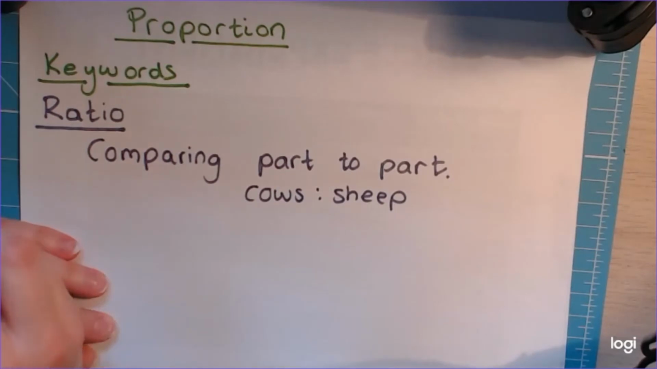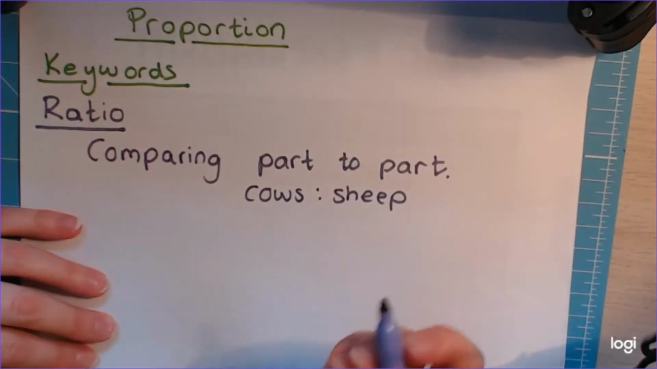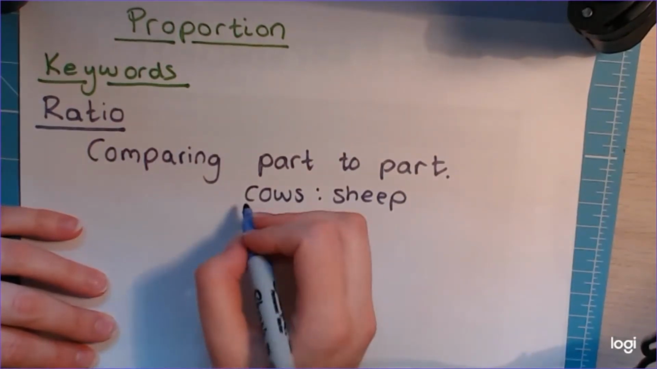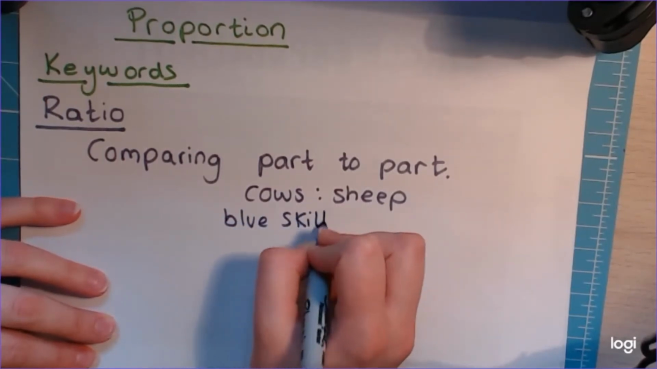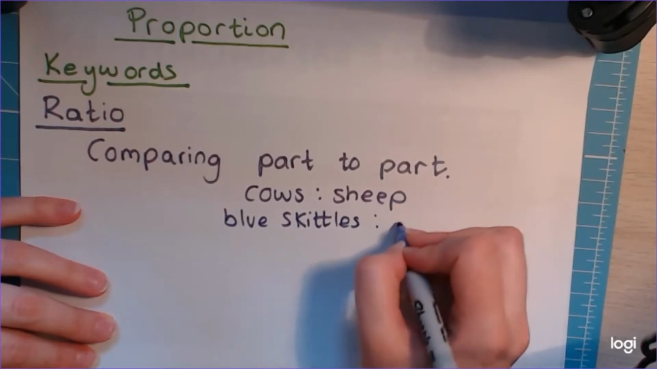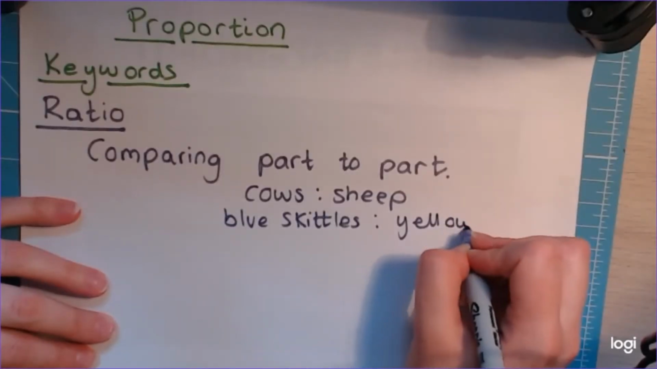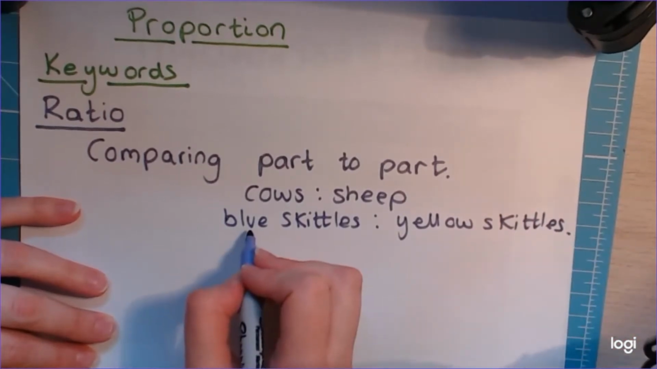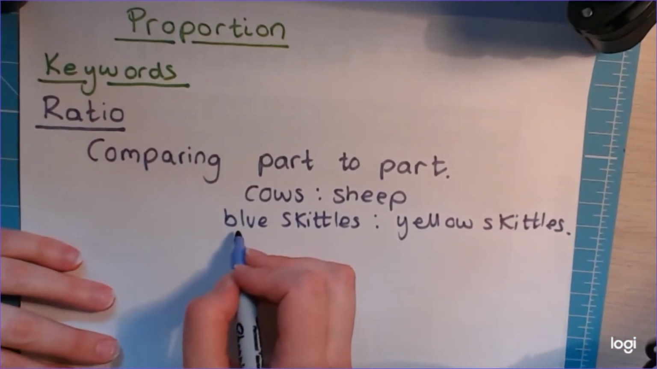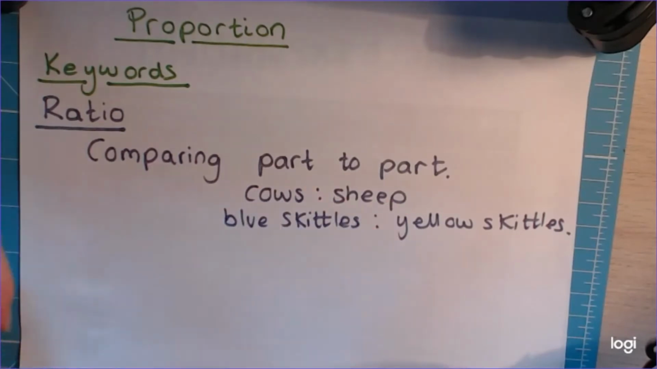We might look at the ratio of, I'm trying to think now, blue Skittles to yellow Skittles in a bag. Okay, do you even get blue Skittles? I'm not sure. Might be thinking of M&Ms. But there we are. So we're comparing one thing to another.